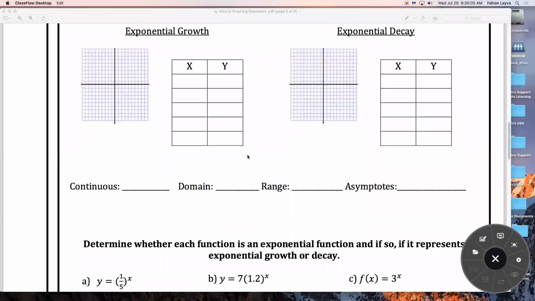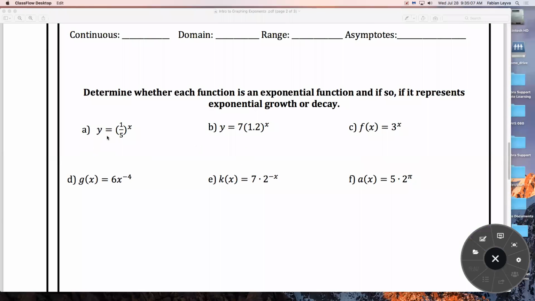What I want you to do now is to use that information and tell me which one of these, A through F, is an exponential growth and exponential decay. We'll go over these in not even 30 seconds.